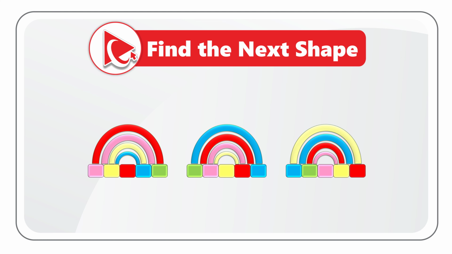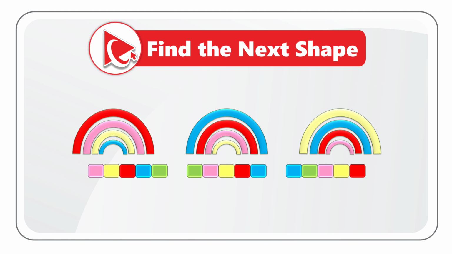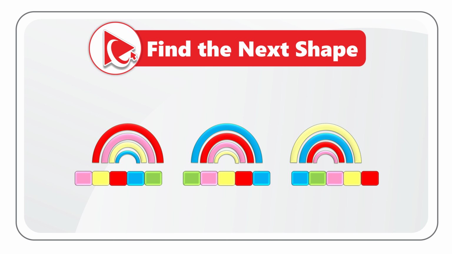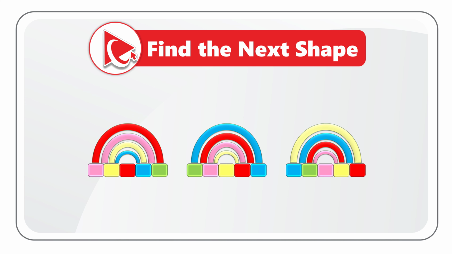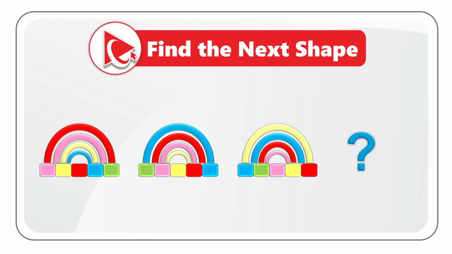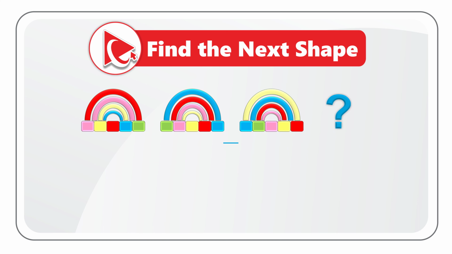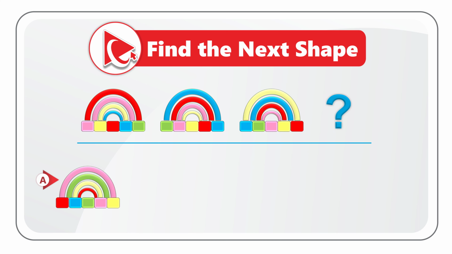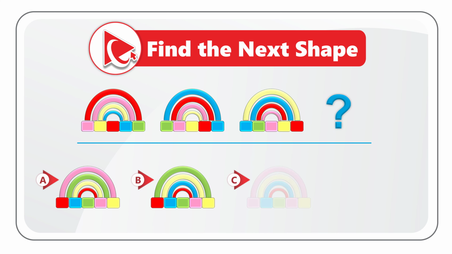You have a rainbow consisting of 4 sections on the top and then 5 squares at the bottom of this shape. Each shape has a unique set of different colors. You need to detect the pattern and based on that recognize shape number 4 out of 4 possible choices. Choices A, B, C, and D.